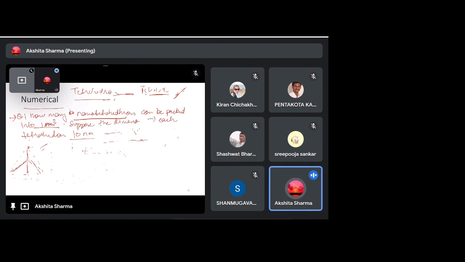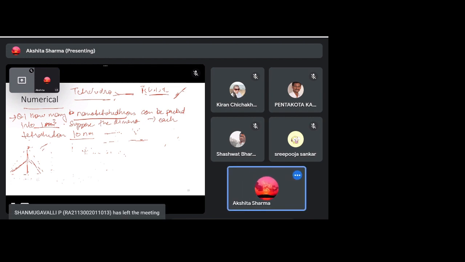Do I need to repeat the question again? No, the answer is not one. The radius which you have to take is 0.1 nanometer. You have to find out the area.